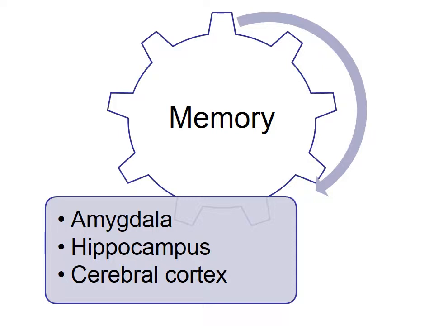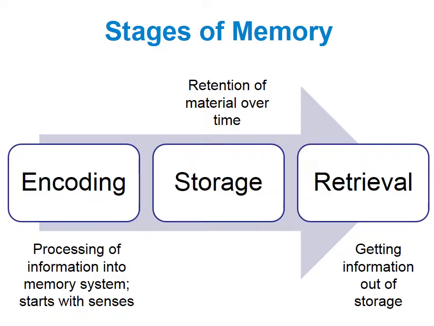The amygdala, hippocampus, and cerebral cortex are all memory areas. Now here we see the 3 stages of memory. Encoding, your initial interaction with a piece of information as sensory input. Storage, the different synapses in short and long-term areas. And retrieval, when you pull that information out of storage, or the act of remembering.